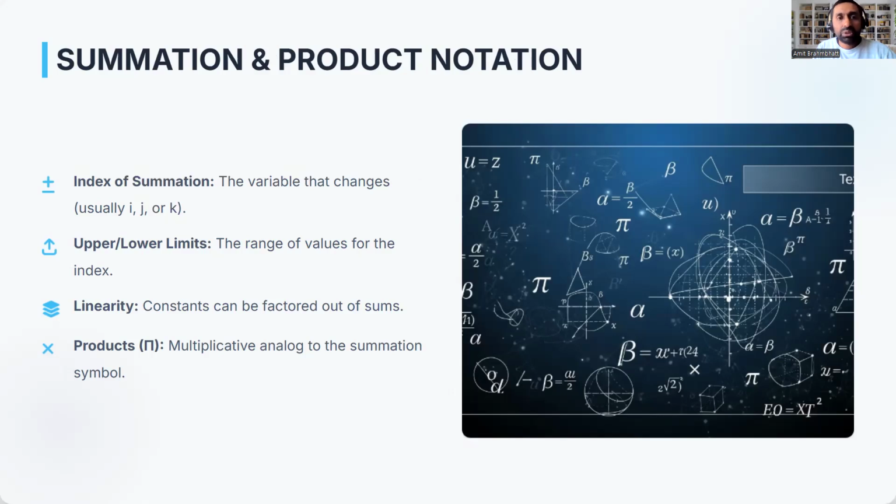Additionally, we introduce the multiplicative analog to sigma, the uppercase Greek letter pi. This symbol commands us to multiply a series of terms rather than add them. Understanding the distinct properties governing both operations is essential for parsing formal algorithmic specifications.